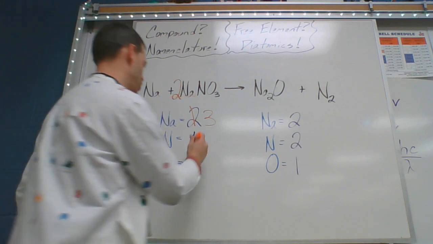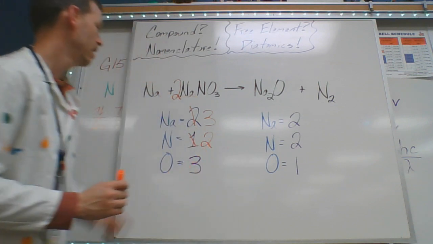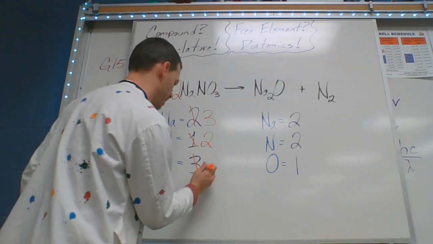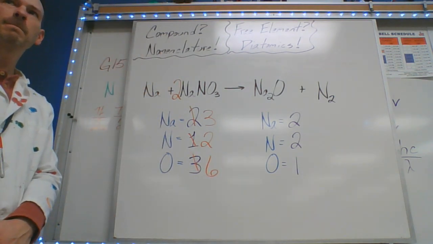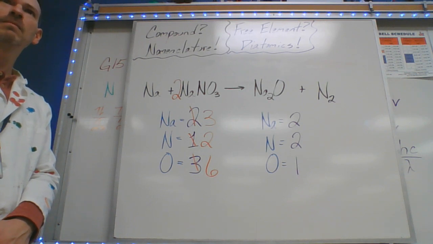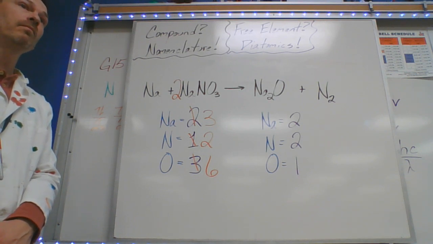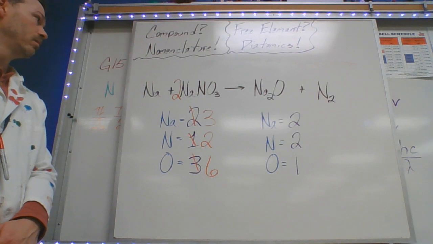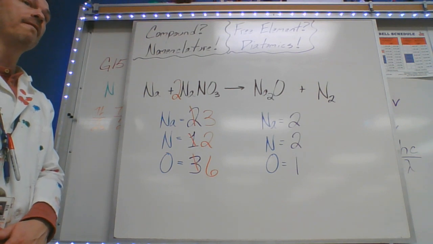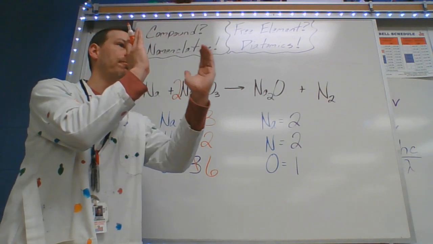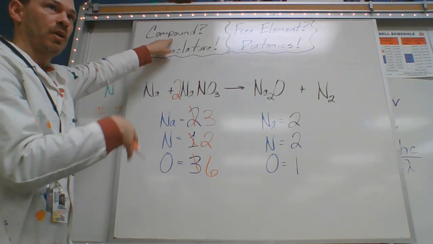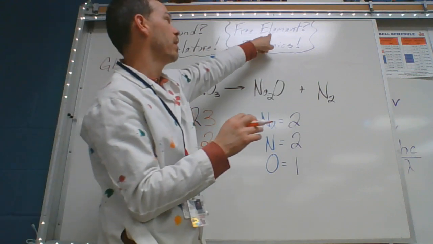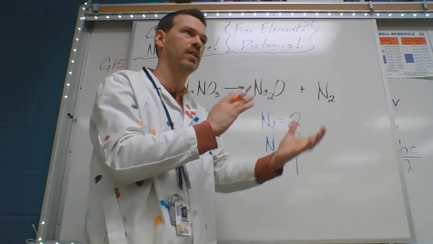We've got 2 nitrogens, and we've got 6 oxygens. 6 oxygens. It affects everything that is immediately in front of the coefficient. And there'll either be a compound in front of it, so it affects the whole compound, or there'll be a free element in front of it, and it affects just the free element.